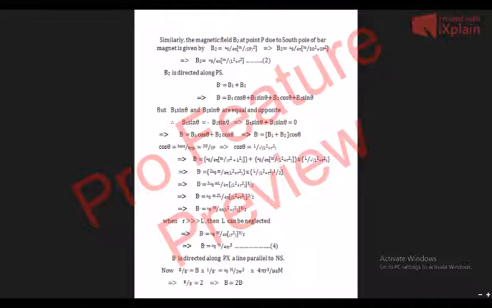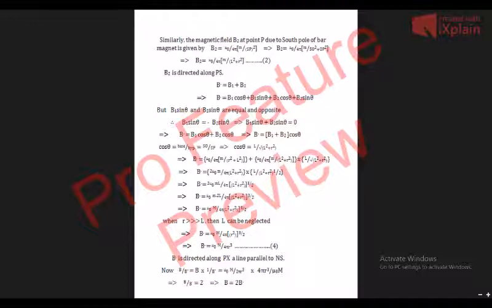Now we have to substitute the value of B1 and B2 from equations first and second, and we have to find the value of cos theta. So cos theta, as you can see, is equal to base by hypotenuse. This implies cos theta is equal to SO by SP, and this implies cos theta is equal to L upon under root of L square plus R square. So this will give us B dash.